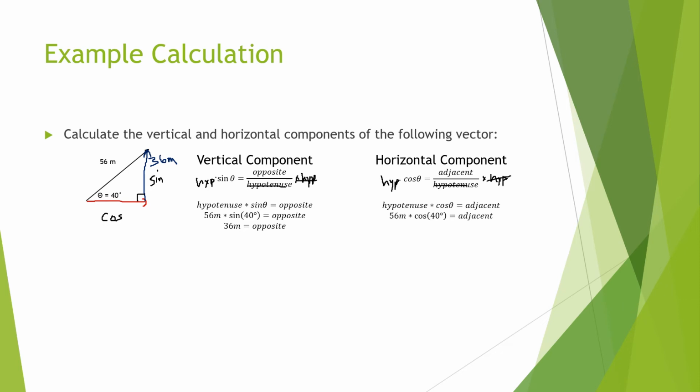Plug in my numbers. I have 56 meters times the cosine of 40. Again, make sure your calculator is in degree mode. When we round it to 2 sig figs, we get 43 meters. So this component is 43 meters.